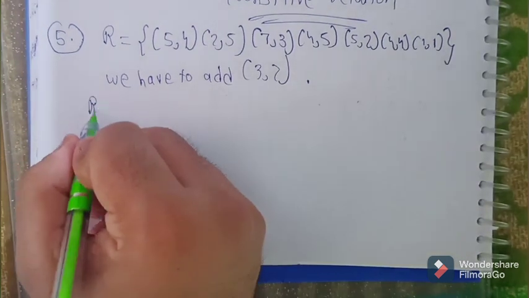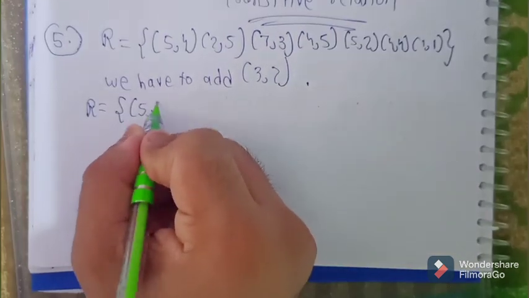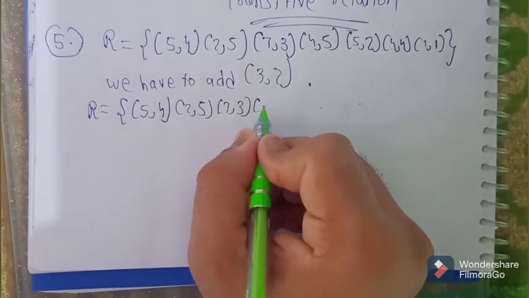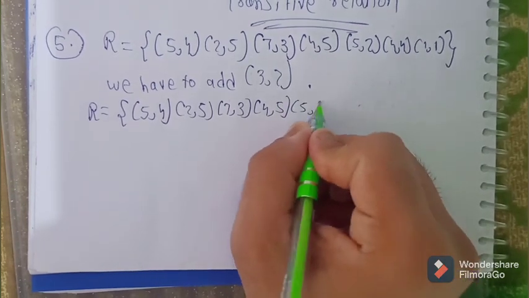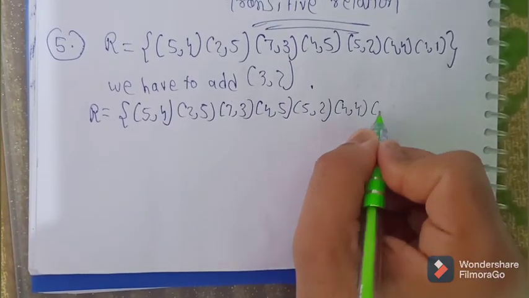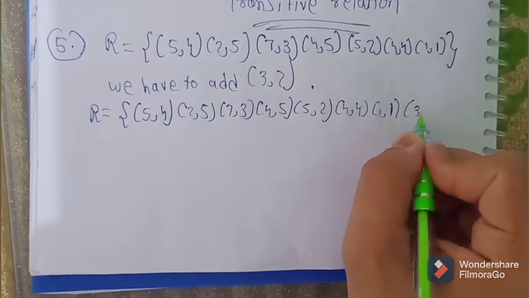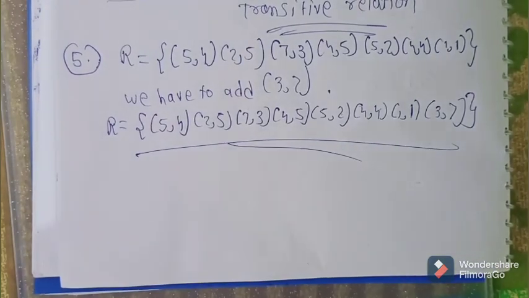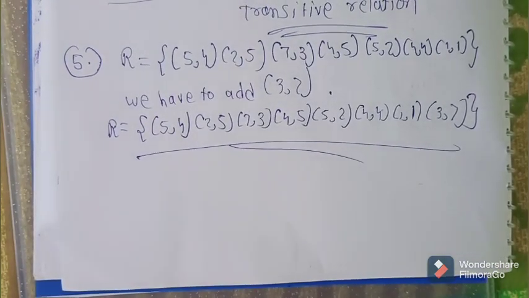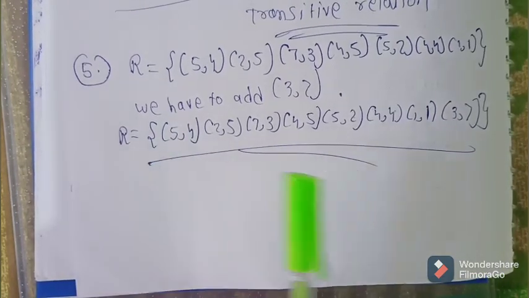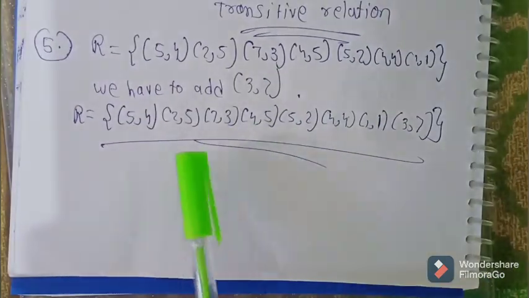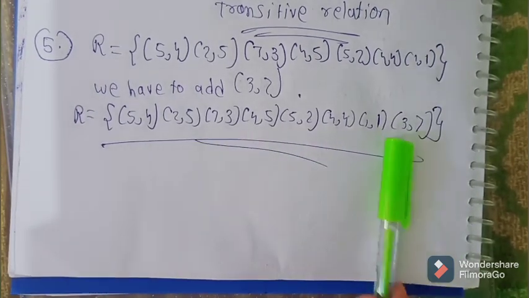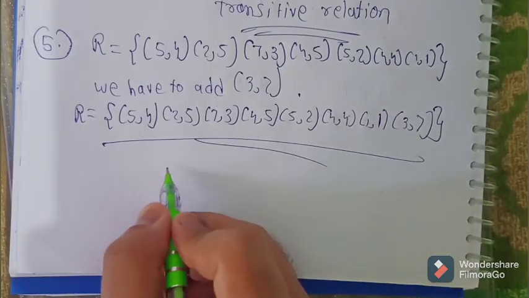So if we add (3,7) in this relation, we will get (5,4), (2,5), (7,3), (4,5), (5,2), (4,4), (1,1) and (3,7). Now this fulfills the condition of a symmetric relation, which is if AB belongs to R, then BA must belong to R. So (5,4) belongs to R, (4,5) also belongs to R, (2,5) belongs to R, (5,2) also belongs to R, (7,3) belongs to R, (3,7) also belongs to R. So this is a symmetric relation.